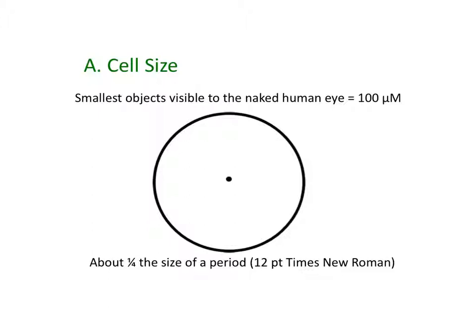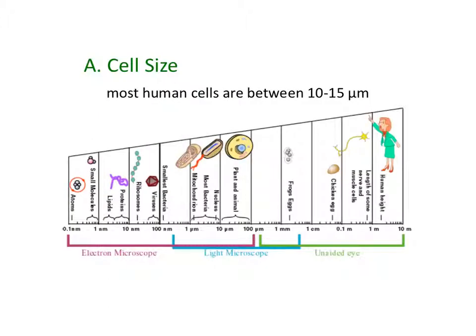So the smallest object that is visible to the human eye is about 100 microns. So a micron is the same as a micrometer. And so if you look at something that we all normally look at, this is about 1/4 the size of a normal period at 12-point font in Times New Roman.